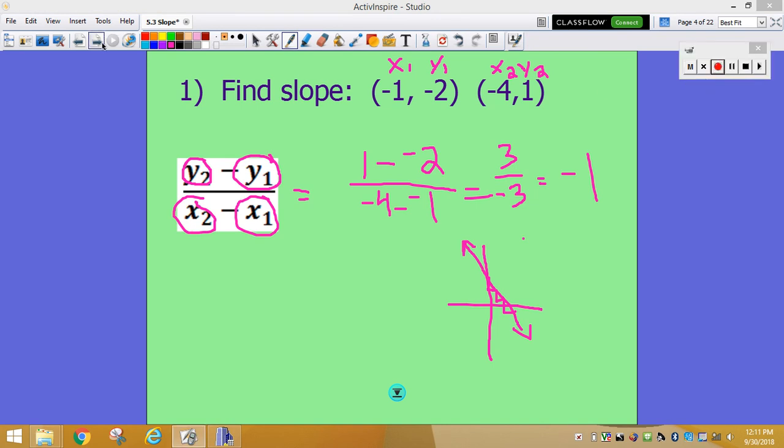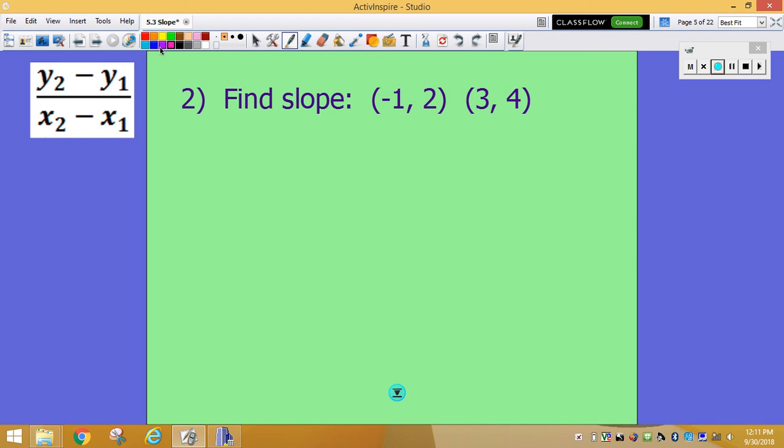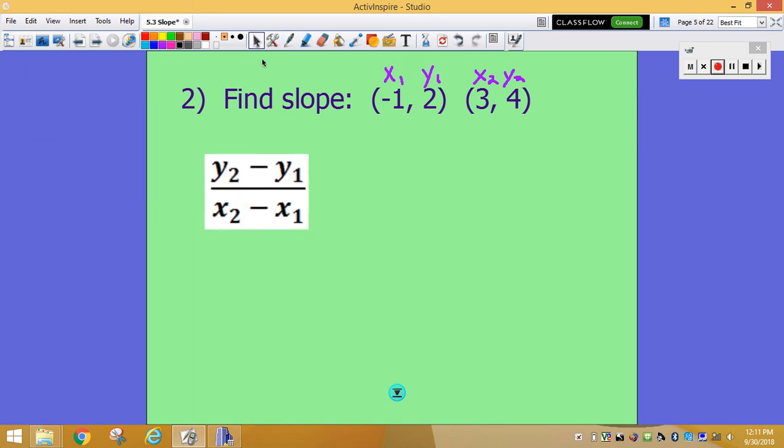All right, let's do another one. Write this one down. Again, I always like to just start by labeling them. Ordered pairs are x's and y's, x's and y's. I'm going to put a 1 on my first ordered pair. I'm going to put a 2 on my second ordered pair. So again, I'm just taking this formula and I'm going to plug in what I know. So start up here. y2 was 4 minus y1, which was 2. Draw my division sign on bottom. x2 was 3 minus x1 was negative 1.